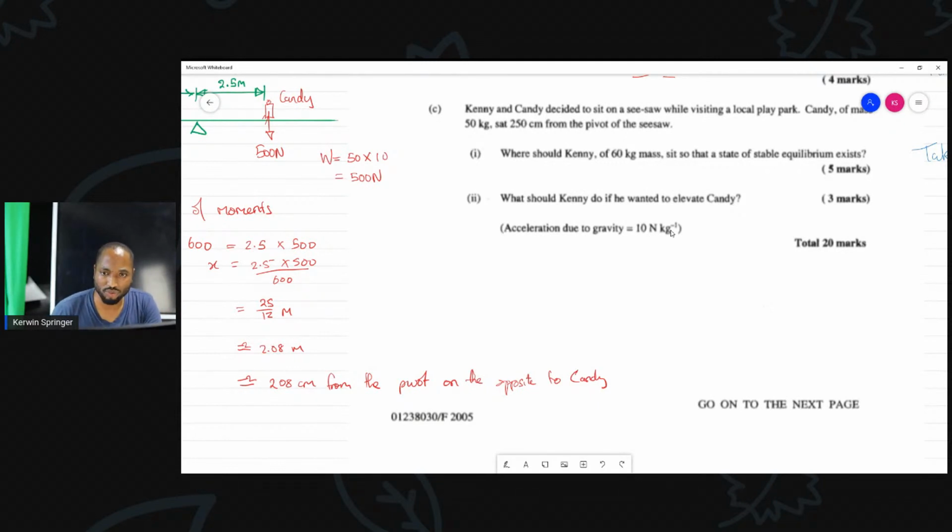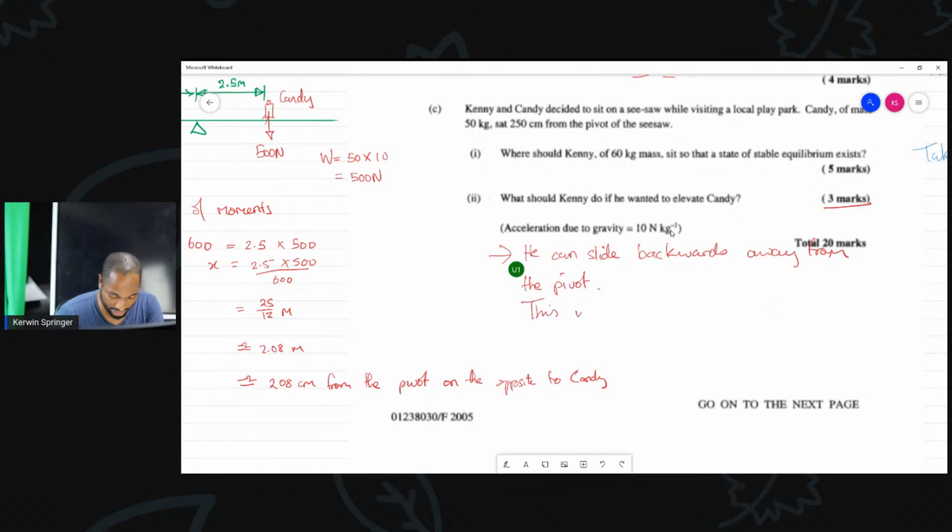What should Kenny do if he wanted to elevate Candy? Well, he could jump, or he could go up and down like that, and he will get a little momentum and bounce. But the answer they're really looking for is he can slide backwards away from the pivot. You want to be careful, it's 3 marks: away from the pivot.